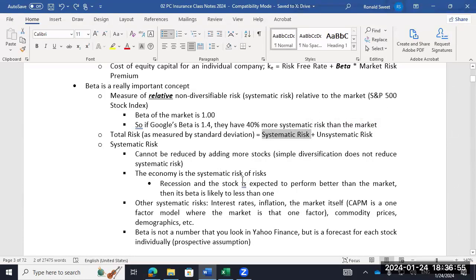So if you have 20 stocks and you say, hey, I'll go from 20 stocks to 40, that's fine. You can do that, but you don't reduce your systematic risk. You reduce your unsystematic risk. How do you reduce your systematic risk? Not by adding 20 more stocks, but by selling your high beta stocks and buying low beta stocks, right? You've got to buy the right kind of stocks.